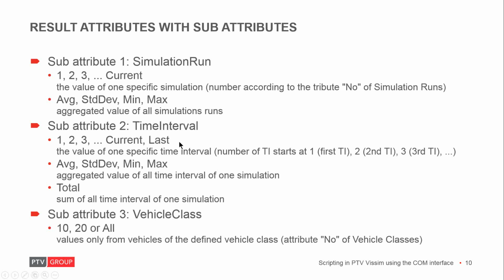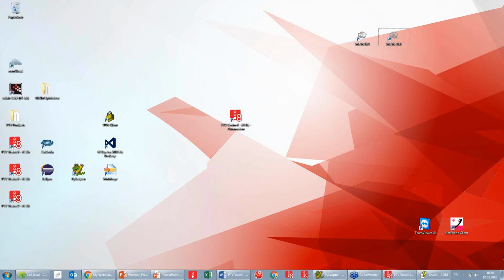Instead of giving a number, you can ask for the current time interval if you run during a simulation. You can also call the last completed, and you can also get aggregated values of all time intervals of one simulation. Here you also get the total, it's the sum of the time interval, and as explained before, sub-attribute 3, you have to enter the vehicle class or the all vehicle class.